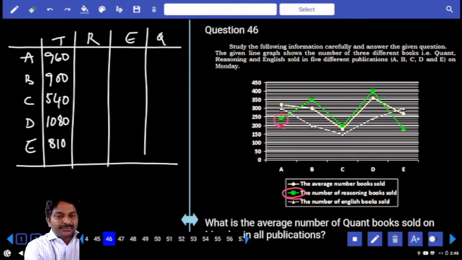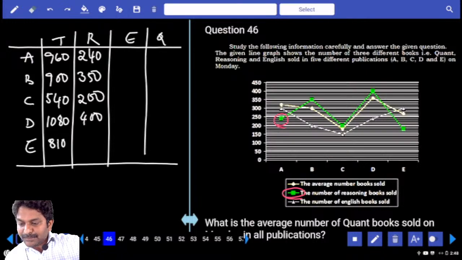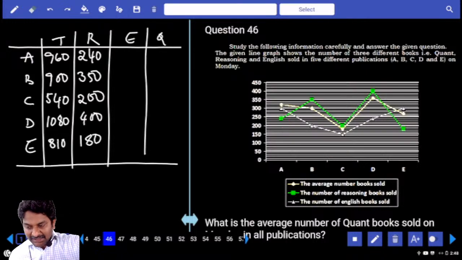1 line below 250, which is 240. Follow the line. 350. Next, 200. Next, 400. Next, 2 lines below 200, which is 180. Next, English, triangle in shape. It is exactly on 300 only.